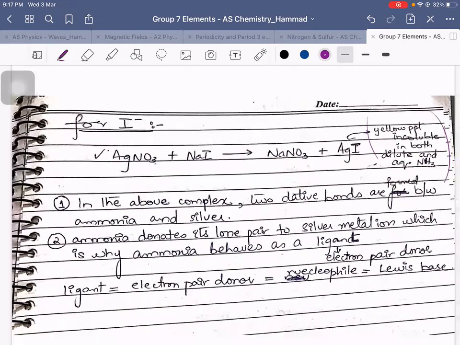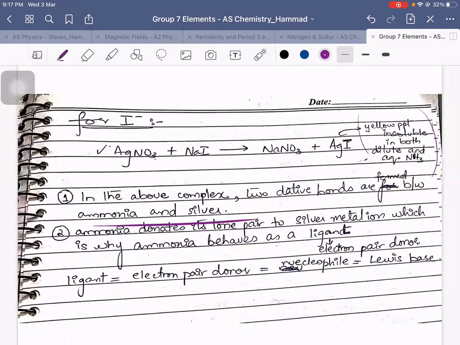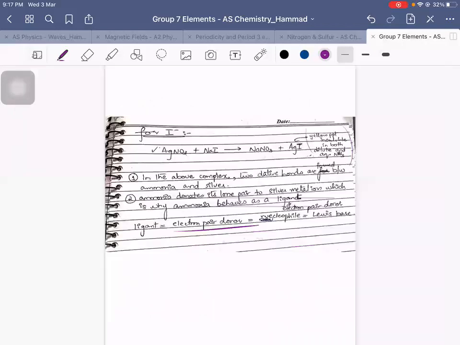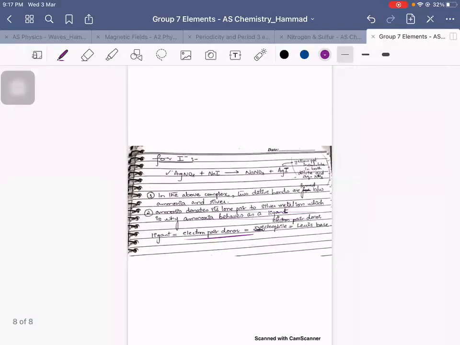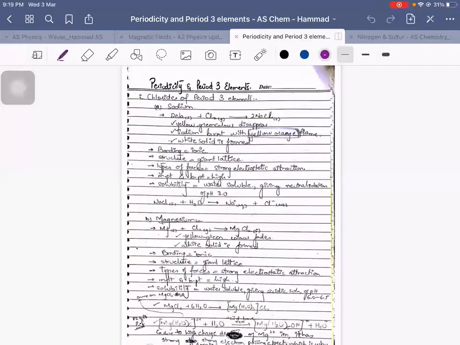In the above complex, two dative bonds are formed between ammonia and silver. Ammonia donates its lone pair to the silver metal ion, which is why ammonia behaves as a ligand. Right? A ligand is an electron pair donor. Here our group 7 concludes. Periodicity and period 3 elements.